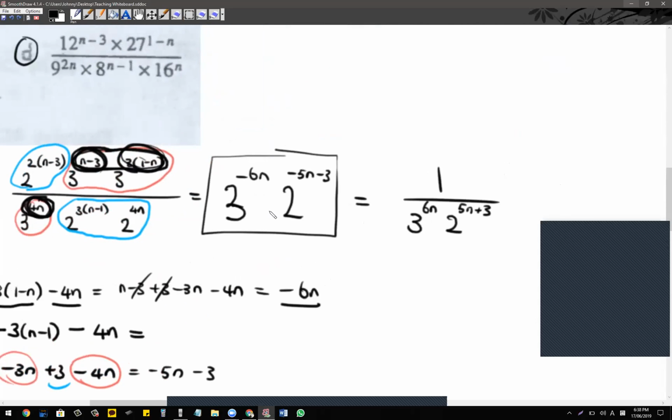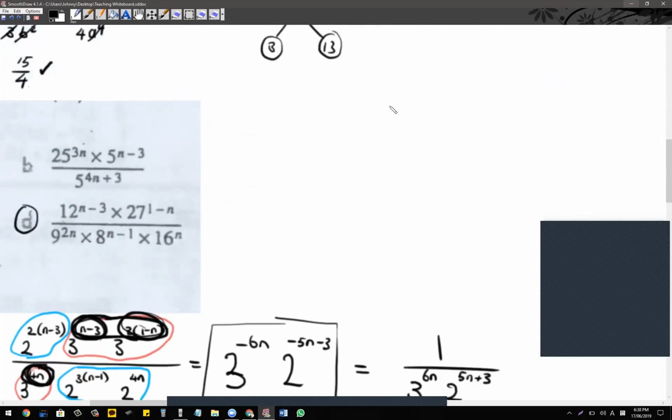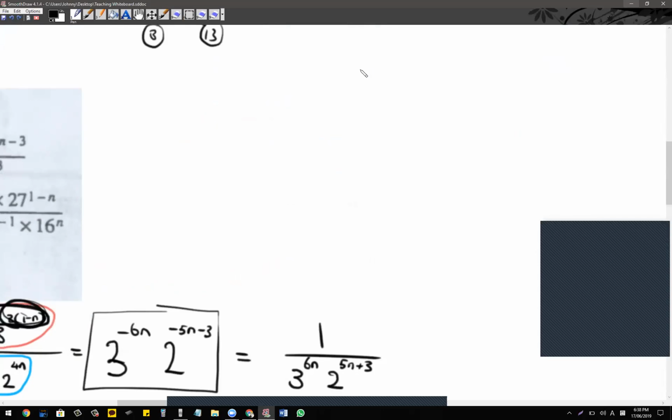So the reason for that is because if you have 3 to the power of minus x, this is the same thing as, let me actually go through this one with you. So if you have 2 to the power of 3, that's 8, right? 2 to the power of 2 is 4. 2 to the power of 1 is 2. And 2 to the power of 0, can you guys guess what 2 to the power of 0 is?